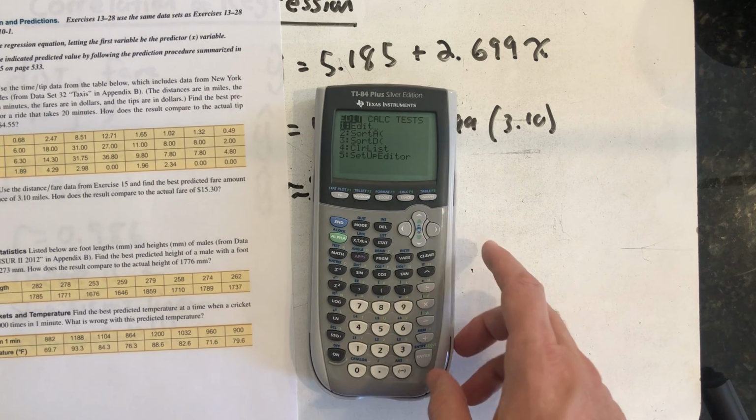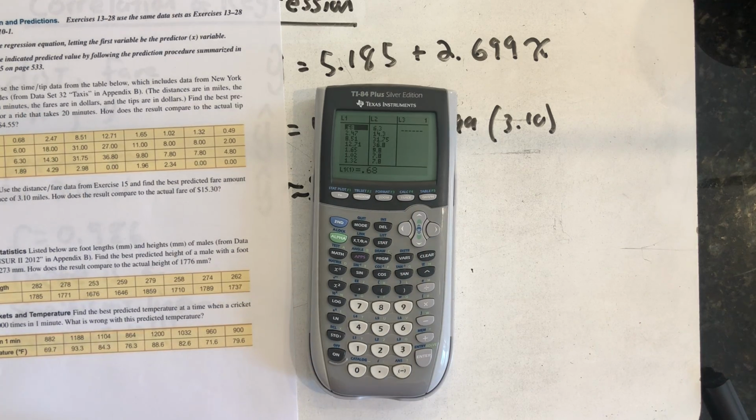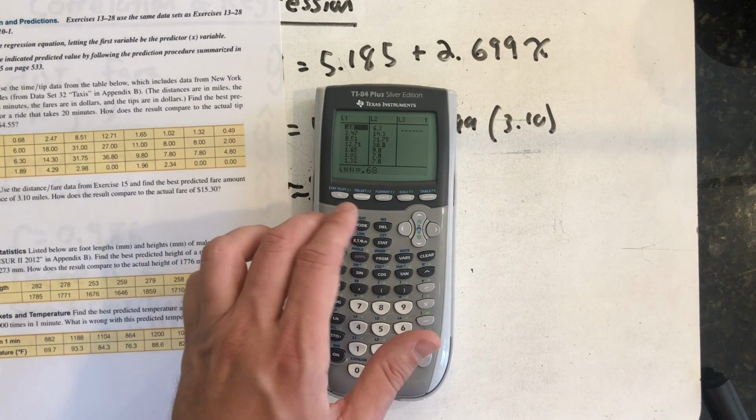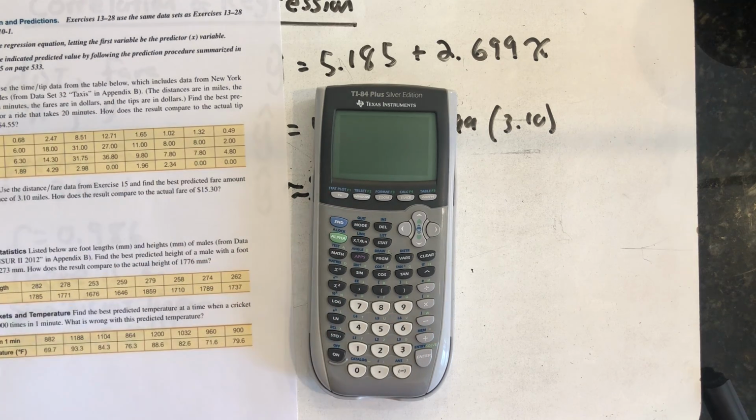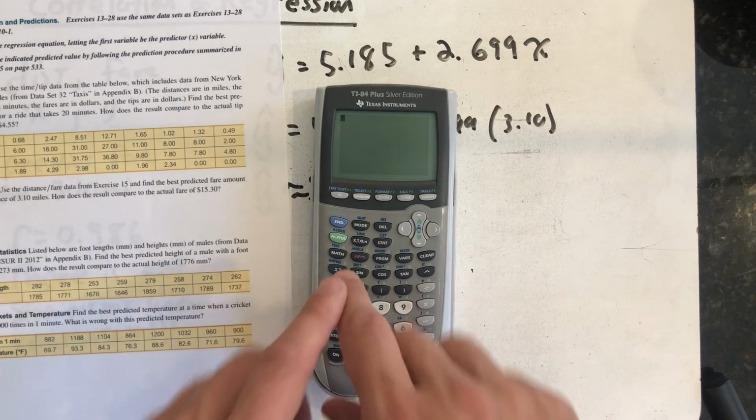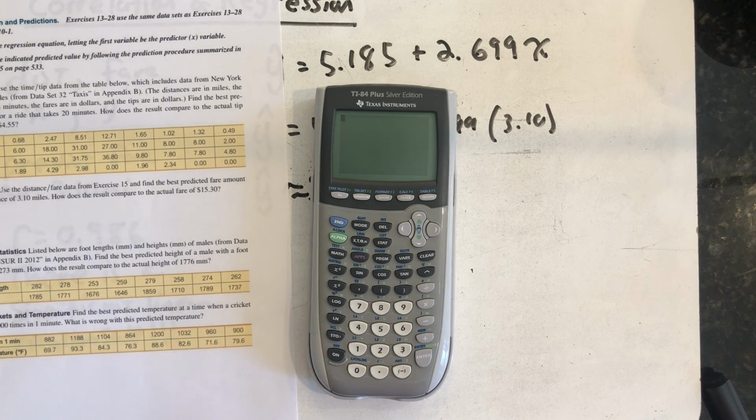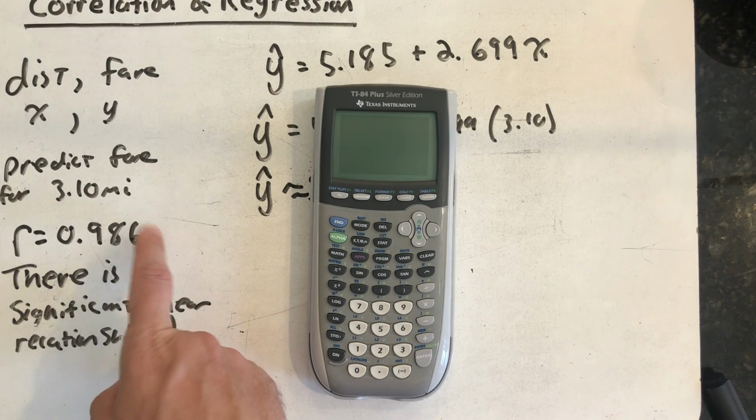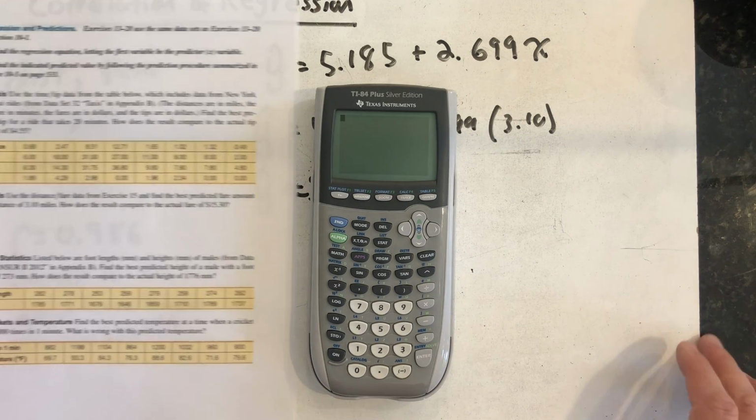So I still have the same data from that problem entered into my graphing calculator in L1 and L2. What I want to do now is turn a stat plot on so I can see the scatter plot for the data, so I can see visually that there is a significant linear correlation. We know there will be because we calculated an R value that's very high, 0.986.